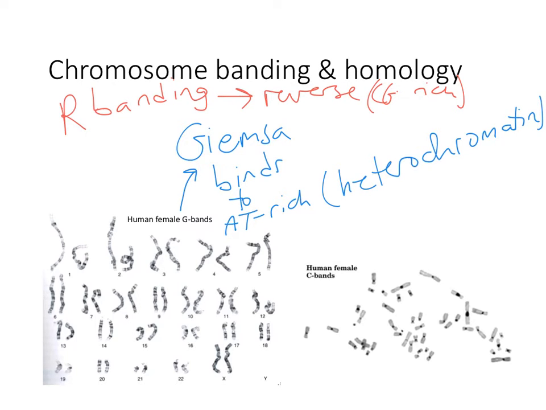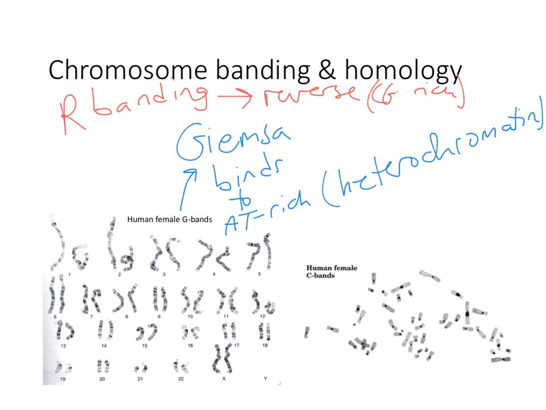Or, for example, down here on the bottom right, a different type of banding, C banding. C for centromere. It's a stain that only reacts to centromeres. And that's how we can identify the dark spots are all centromeres. That's an introduction to 3 different types of chromosome banding. There are lots.